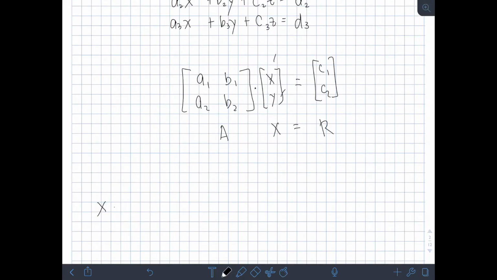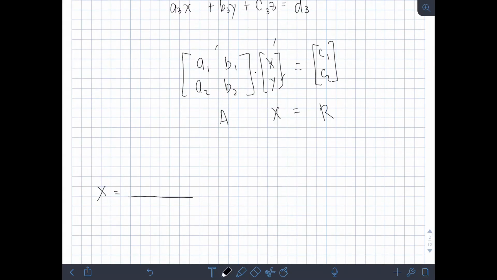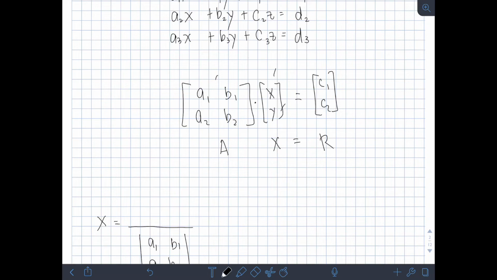So for x, it is equal to the fraction kung saan yung denominator laging yung determinant ng matrix A. So, absolute value of a sub 1, b sub 1, a sub 2, b sub 2. Yung numerator natin, this time, papalitan natin itong matrix A, yung first column niya nung mga constant to denote na ang sinasolve natin ay x. Kasi diba itong a sub 1, a sub 2 ay numerical coefficient siya nung x.